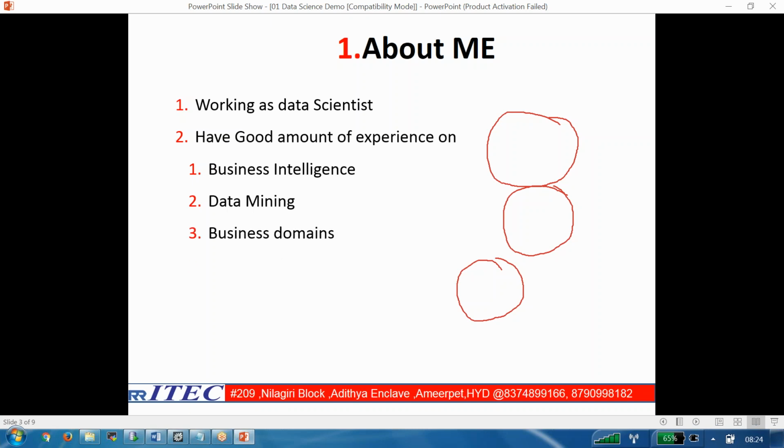Right. Now, the third one, business domains. See, at the end of the day, whatever software you are working with, whether it is Java or .NET or Python or R language, anything, why are you doing it? To help the business in their process, maybe in their analysis part. They have only two things. One is they have to run the business. The second is they need to analyze the business, where they are.